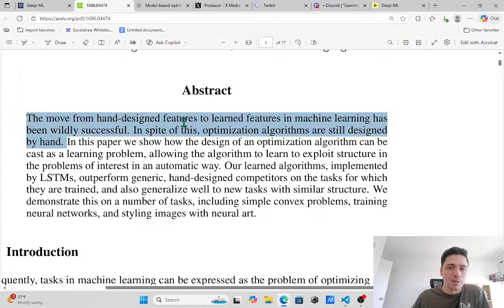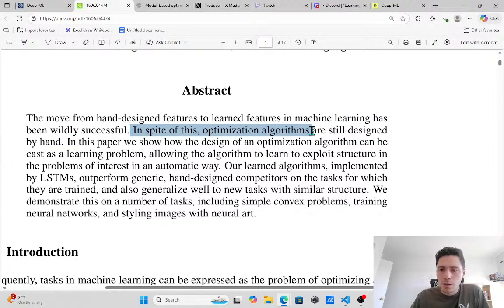The move from hand-designed features to learned features in machine learning has been widely successful. In spite of this, optimization algorithms are still... Yeah, so it's basically like we're still using hand-designed features. We're still using hand-designed optimization algorithms, which feels like it doesn't make so much sense. I'm not going to go into it because I want to go through the paper, but I just made a tweet about that. It's not very bitter lesson. Bitter lessony, I don't know.